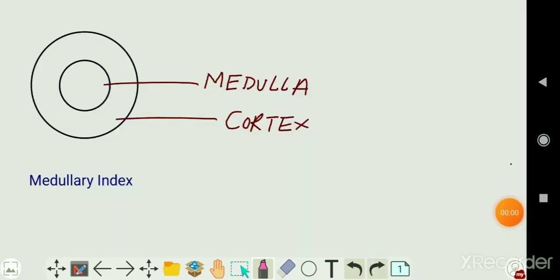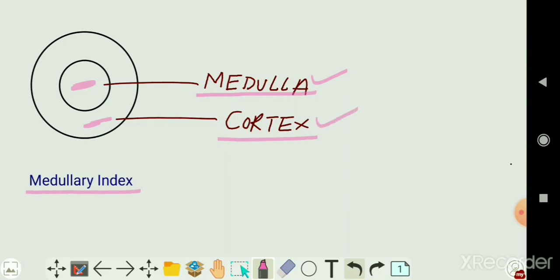If you take a cross section of a hair follicle, what you can see is the inner part is known as the medulla and the outer part is known as the cortex. There is an index which is known as the medullary index. Medullary index is the ratio of medulla and cortex of the hair follicle.